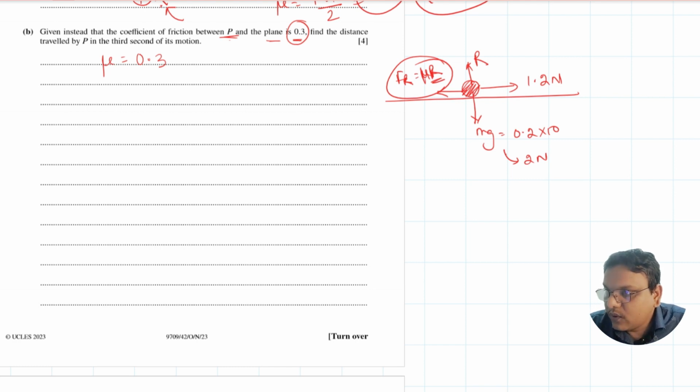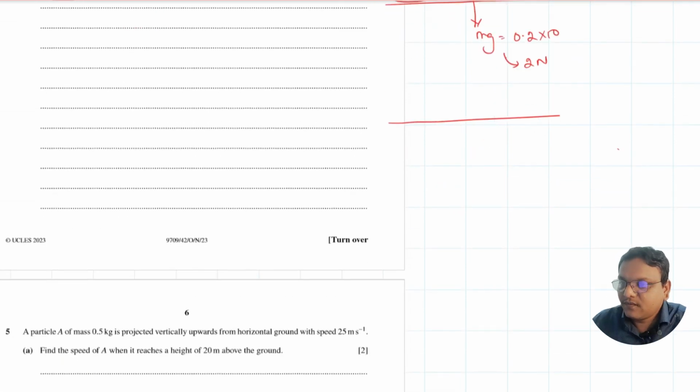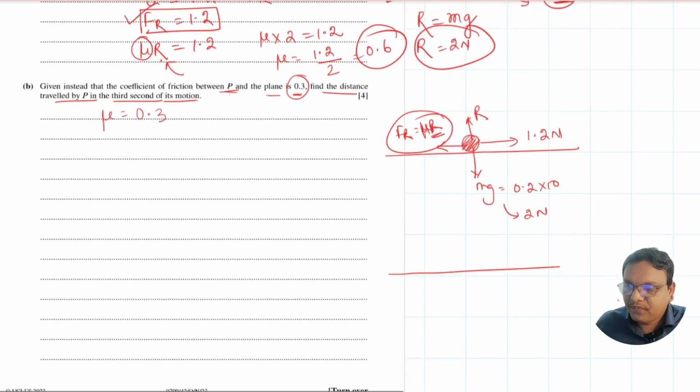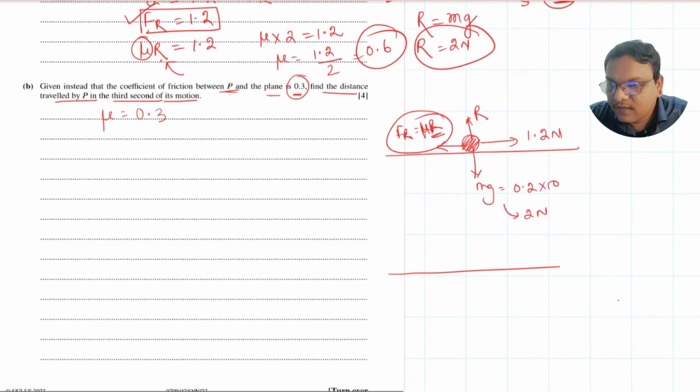We need to find the distance traveled by P in the third second of its motion. We'll try to understand the question. Now listen, this particle is moving. Imagine it in this way, this particle is moving, correct?